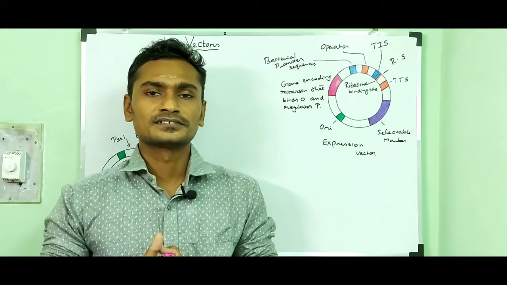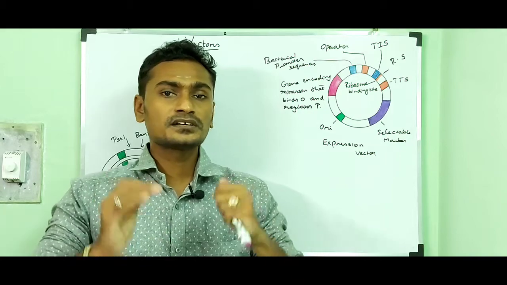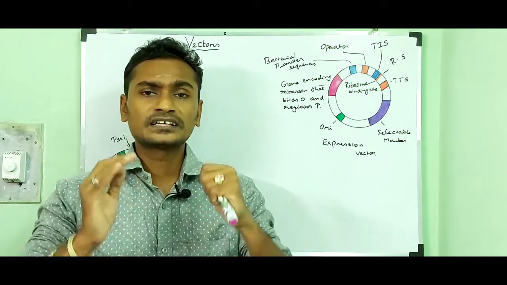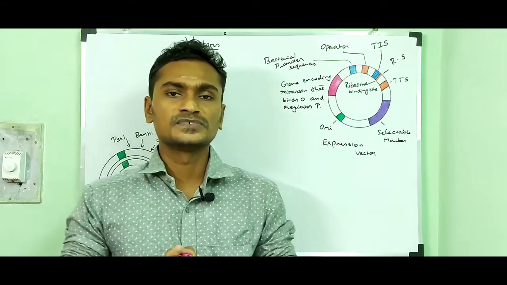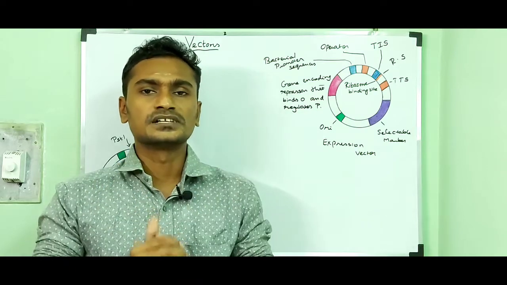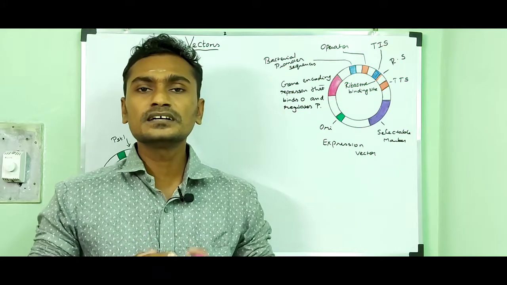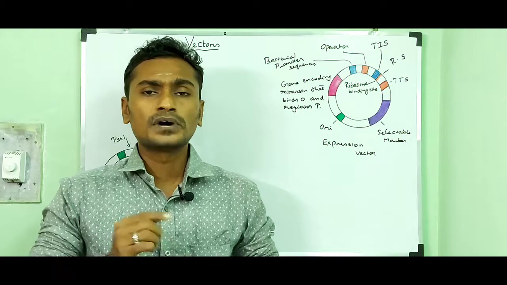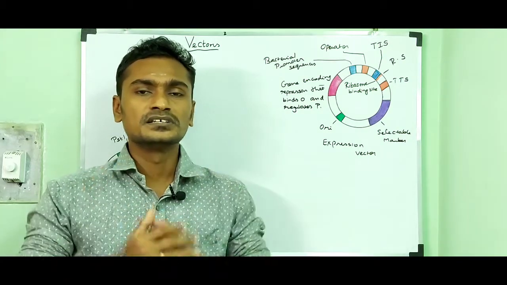In this video, we are going to discuss another major component of gene cloning experiment called vector. What is called vector? What is the role of vector in gene cloning experiment? Vector can be defined as a DNA molecule which can carry the gene of interest into the host cell, and it has the ability to self-replicate inside the host cell. Then only we are able to get multiple copies of gene of interest or recombinant DNA.